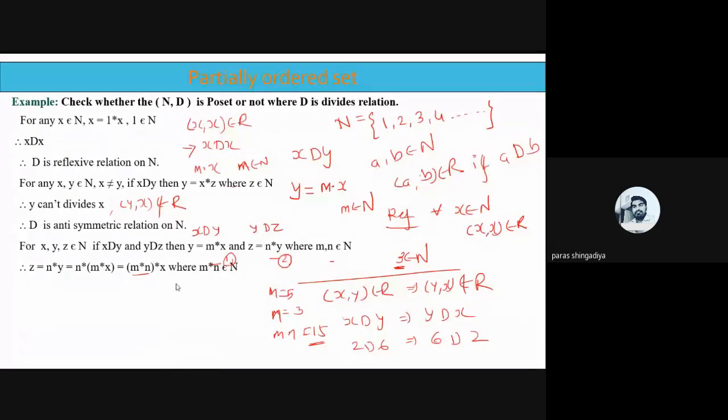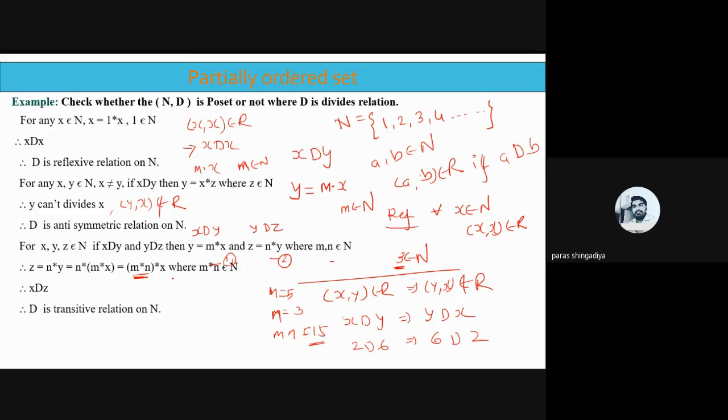So based on this formula, we can say that x divides z. Why can we say that? Because we proved here that z is equal to a constant value belonging to the set of natural numbers times x. What does it mean? We can consider x divides z, and that is required to say it is transitive. If x divides y and y divides z, then we check that x divides z.